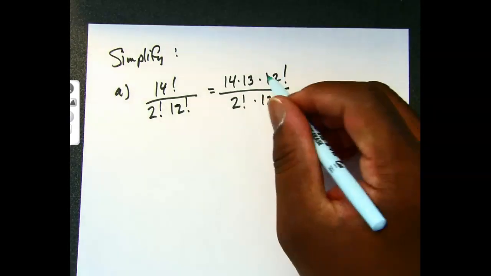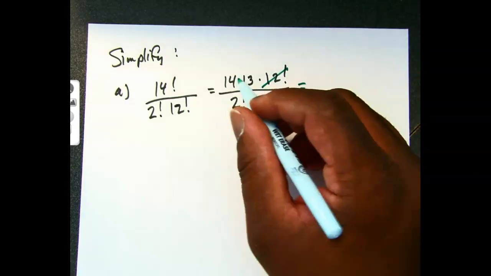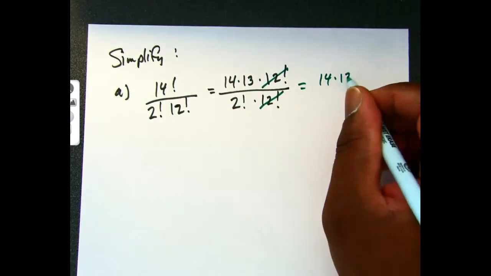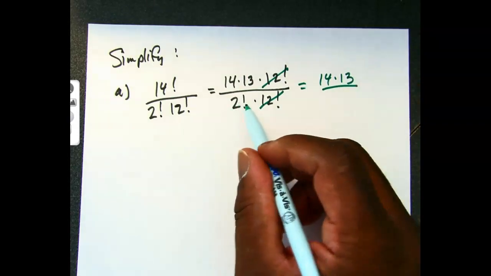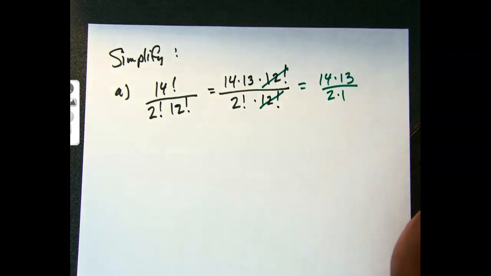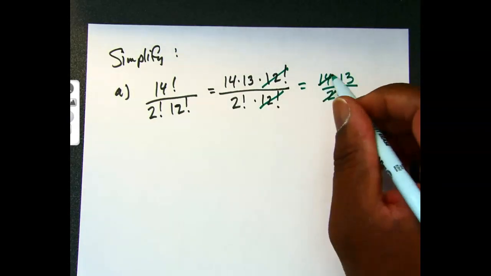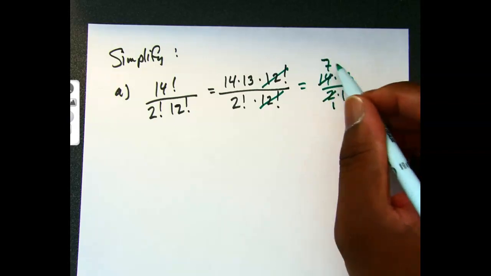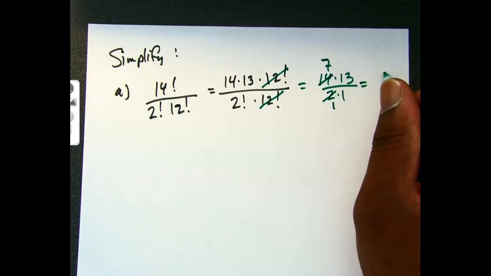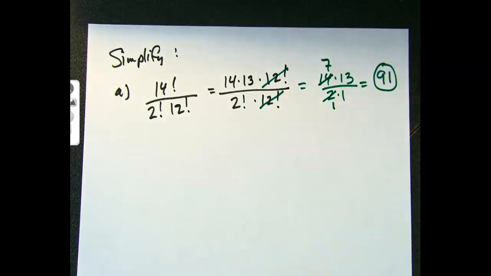12 factorial divided by 12 factorial is 1. So now we have 14 times 13 over 2 factorial. 2 factorial is 2 times 1. And we're all set. 2 goes into itself 1 time. 2 goes into 14 7 times. 7 times 13 is 91. So that would be our solution.